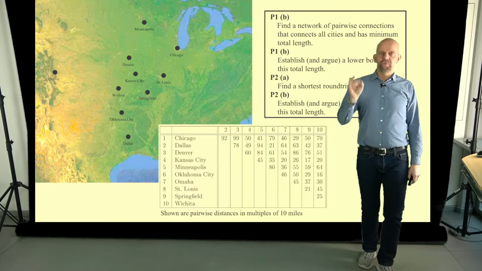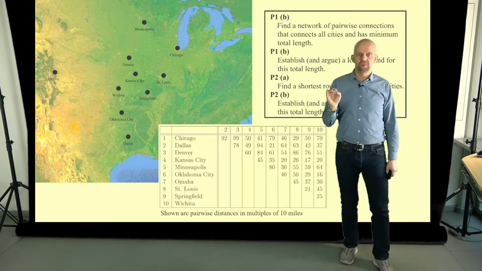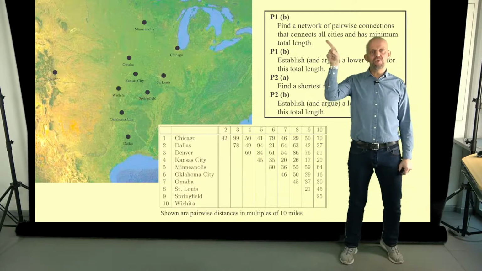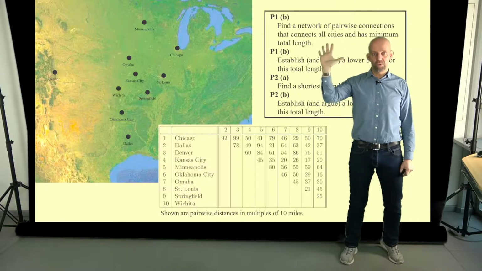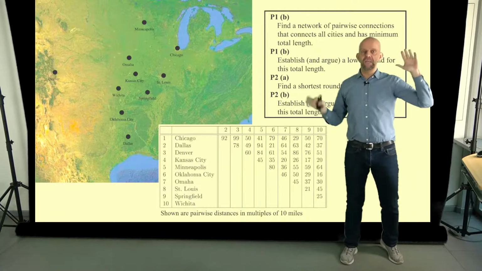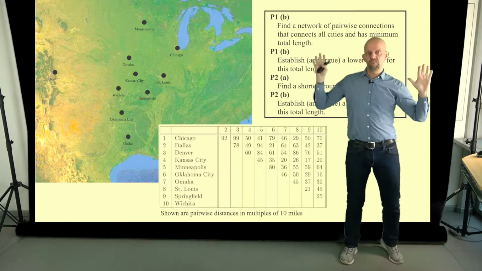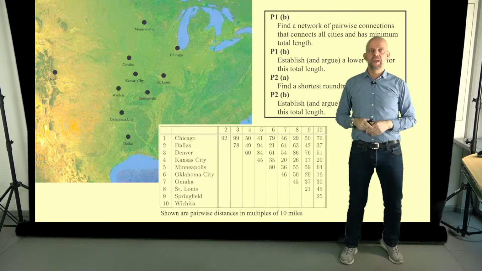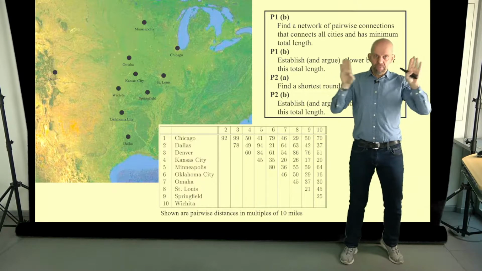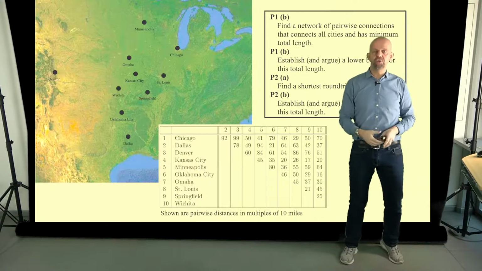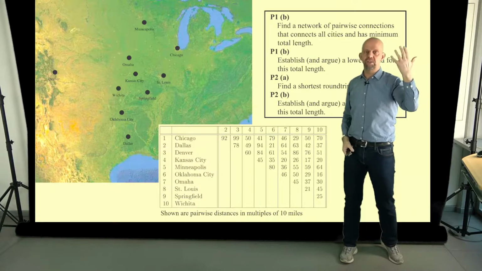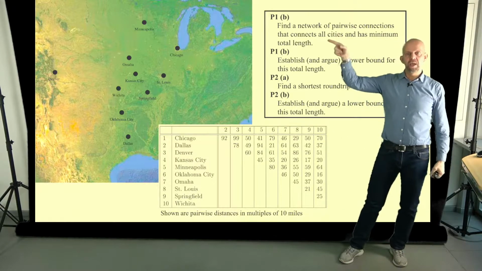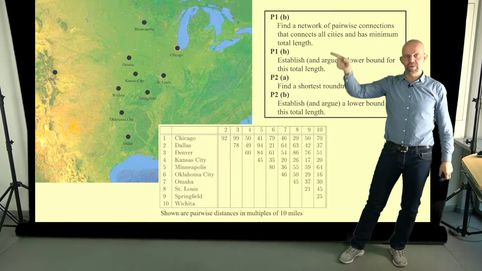When we try to solve an optimization problem, we always need these 2 things. We need a solution, which gives us a value, and we need an argument that we can't do better. Now, ideally, these 2 things match. So here's a solution, and here's an argument why there is no better, why this is optimal. Sometimes there will be a gap between these 2 things.